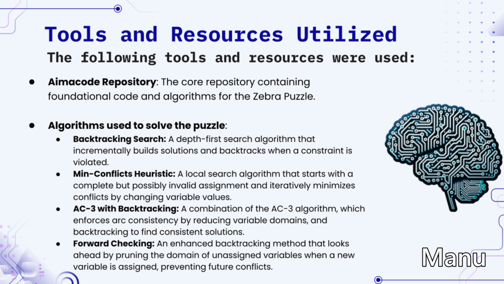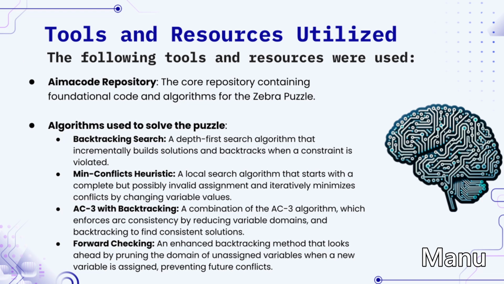AC3 with backtracking. A combination of the AC3 algorithm, which enforces arc consistency by reducing variable domains, and backtracking to find consistent solutions. Forward checking. An enhanced backtracking method that looks ahead by pruning the domain of unassigned variables when a new variable is assigned, preventing future conflicts.